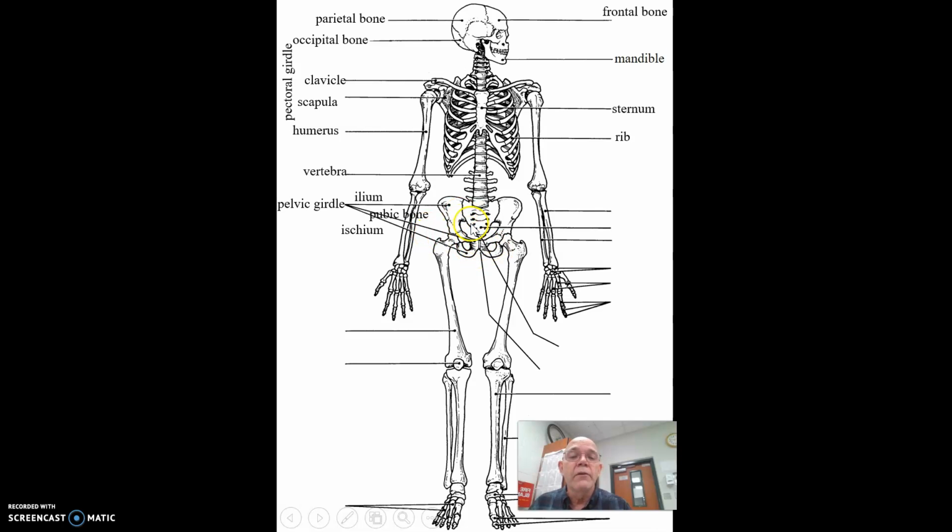It also has to allow, for example, in women, a birth canal to allow the baby to come out. So it's got to have strength, but it also has to have flexibility, and it has to allow for things like childbirth. And so women and men have slightly different shapes to their pelvic area, and we'll talk about that here in a minute.